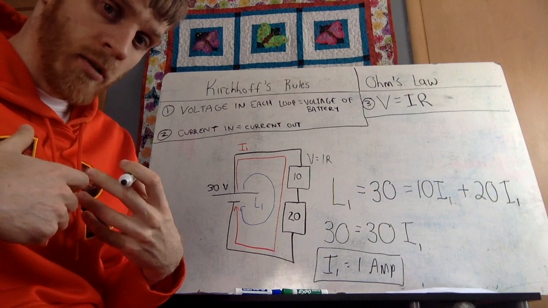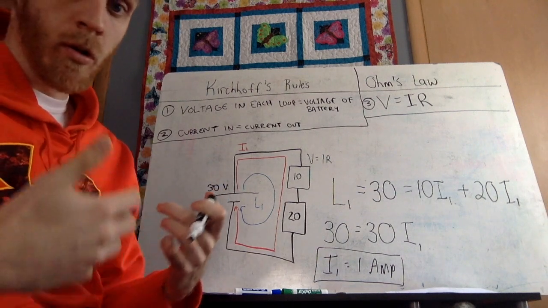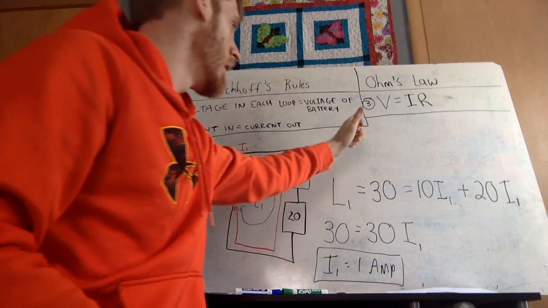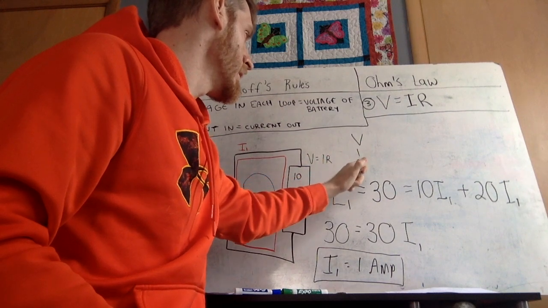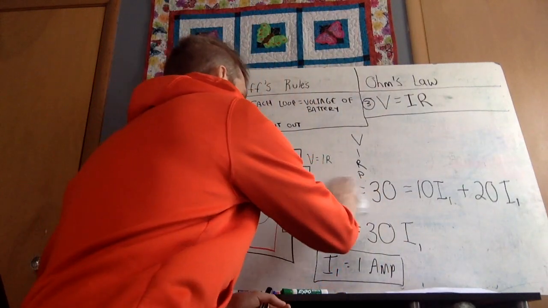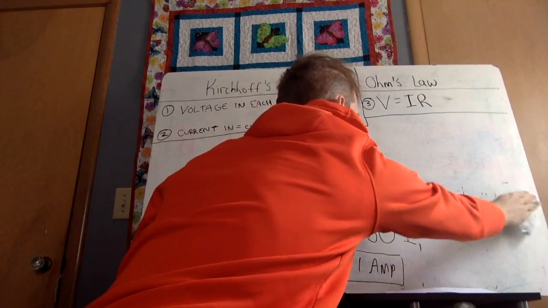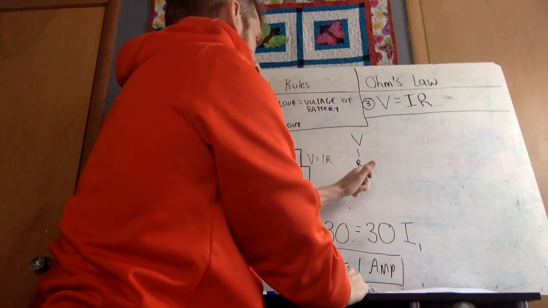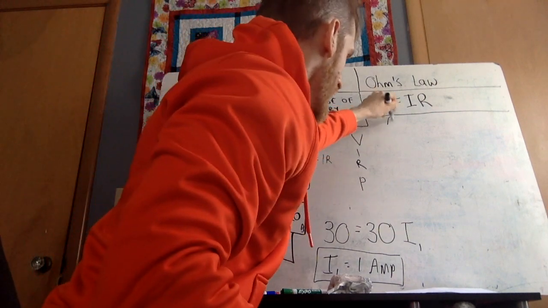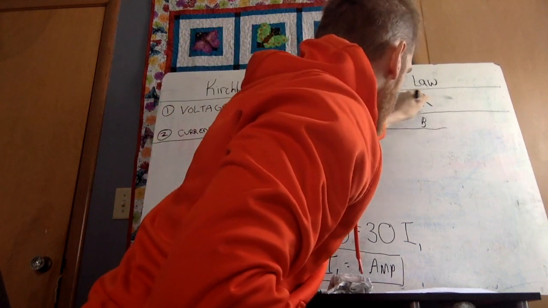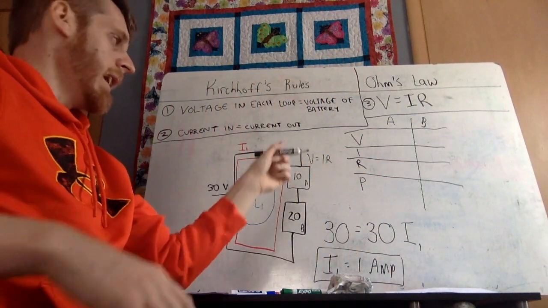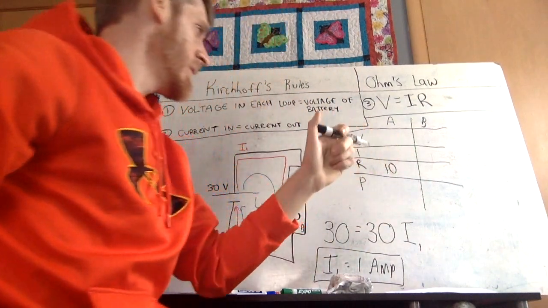Now, the problem might ask you to extend that a little bit further and ask you for the total power or the total resistance in the circuit. And what you can do then is just make a little VIRP table. So V, I, R, P. And maybe I'll erase this since we got our work done. Basically I can label this resistor A and resistor B. I'll just fill in some information. So I know that resistor A is 10 ohms, and resistor B is 20 ohms.